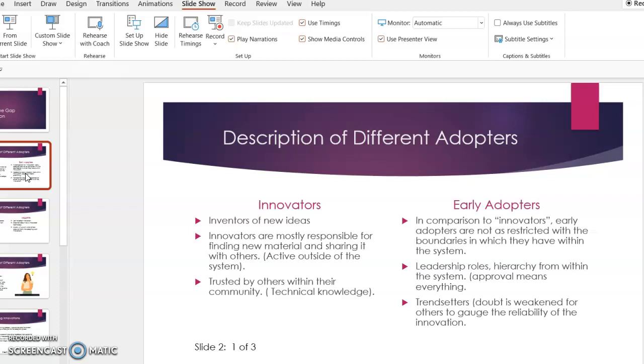So innovators of new ideas. This is the person who is responsible for coming up with these great ideas. They have these great thought processes, and it would just be brilliant if everyone would jump on board. But we all know that that's not the case. So innovators are mostly responsible for finding new material and sharing it with others. And again, like I said, everyone is not going to be receptive. They're the active outside source within the system. They're trusted by others within the community as well because they have more technical knowledge.